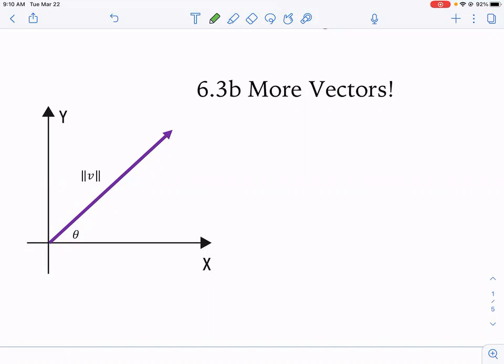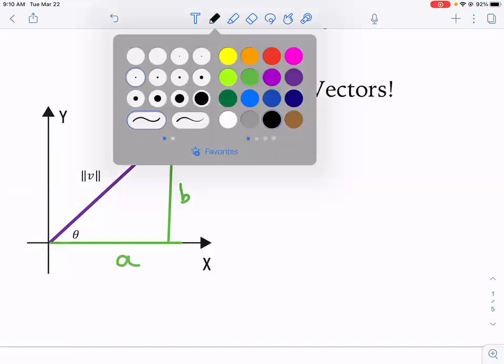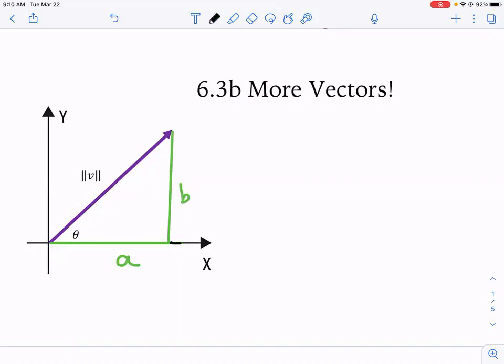Yes? Okay. So we know that we would have to travel horizontally A and then vertically B in order to get our vector, right? So if I knew the magnitude and I knew the angle, how could I figure out A?